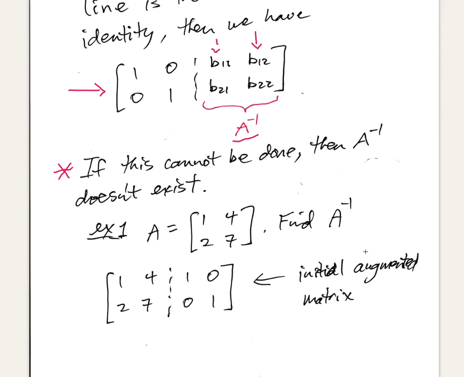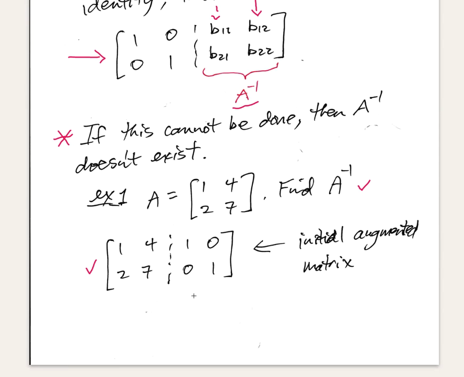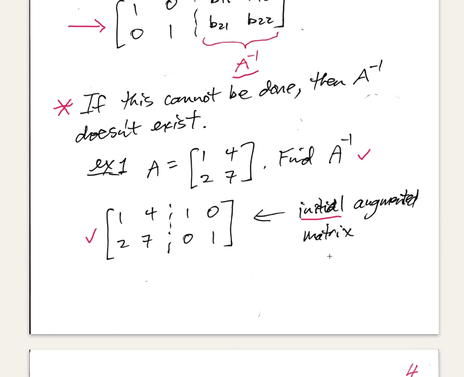Anyways, let's go back to my original example. So I'm calling this example 1. I've got 1, 4, 2, 7, and I want to find A inverse if I can. Here's my setup. I go 1, 4, 2, 7, and I put a vertical dashed line. And on the other side, what do I put? 1, 0, 0, 1, the 2 by 2 multiplicative identity. And this is, yes, believe it or not, the initial augmented matrix.